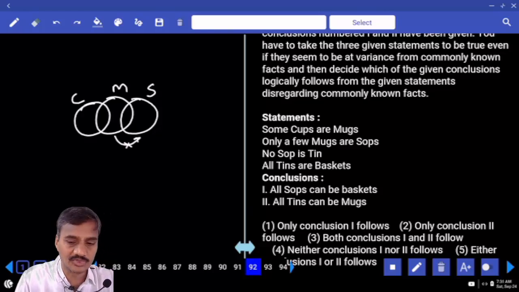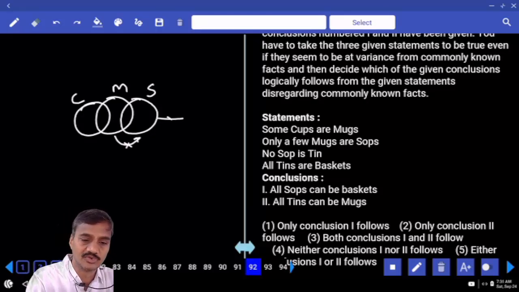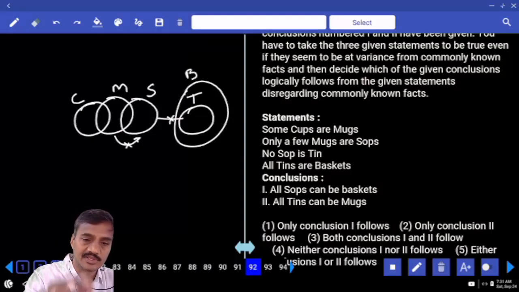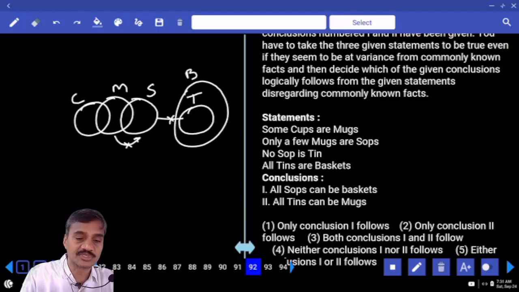No soap is tin. No intersection between soap and the tin. And at the same time, all things are baskets. Then coming to the first one, all shops can be basket.